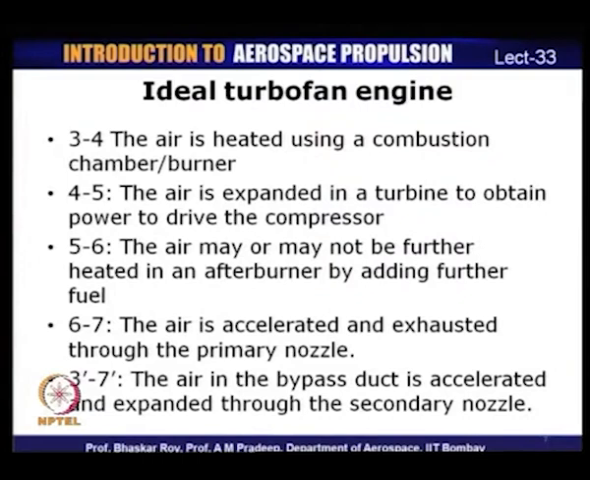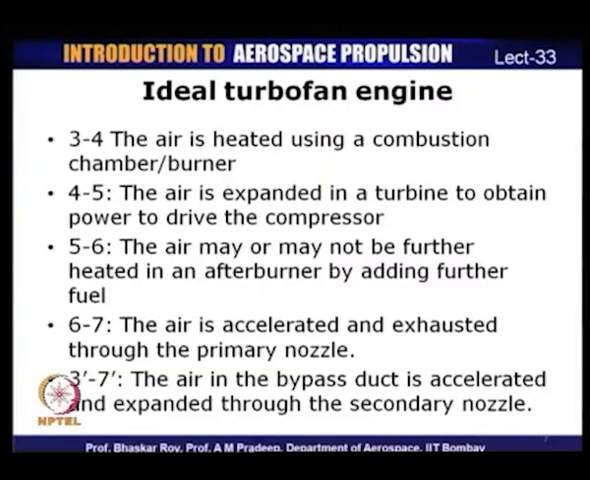3 to 4 is the combustion process of the core engine, air is burned or heated in a combustion chamber. 4 to 5 is where air is expanded in a turbine to obtain power to drive the compressor. So, this process, that is 4 to 5, could happen in different stages depending upon the number of stages that are involved. 5 to 6 is where there could be an afterburner. Normally, in a turbofan it is unusual to have an afterburner, but there have been engines which have low bypass ratios and still have afterburners.